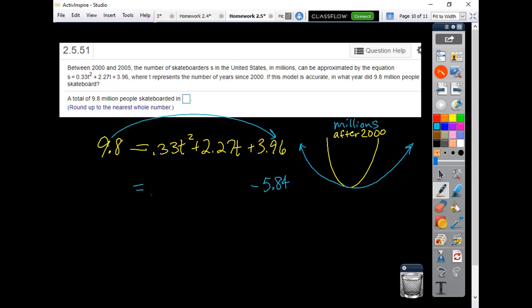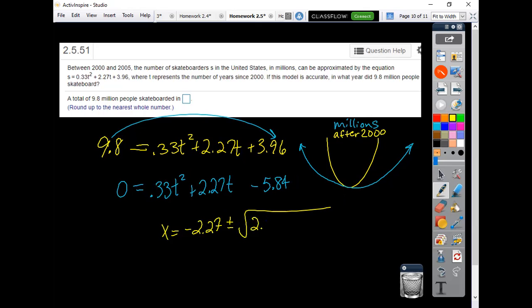So now we're talking about the equation equal to 0. If we change it like this, we could use the quadratic formula to find the two solutions probably. Let's see. X equals negative b plus or minus the square root of b squared minus 4ac, all over 2a.